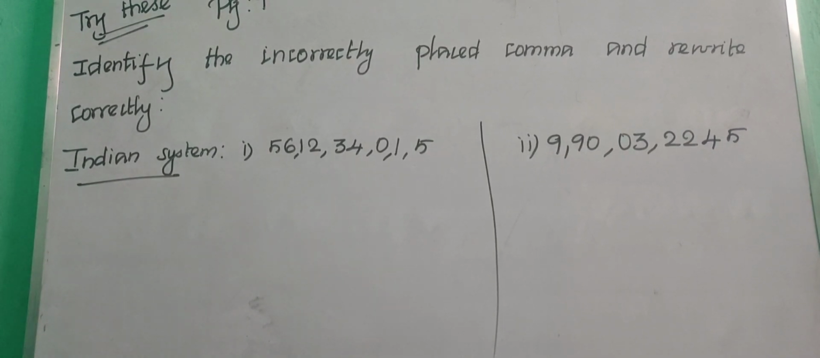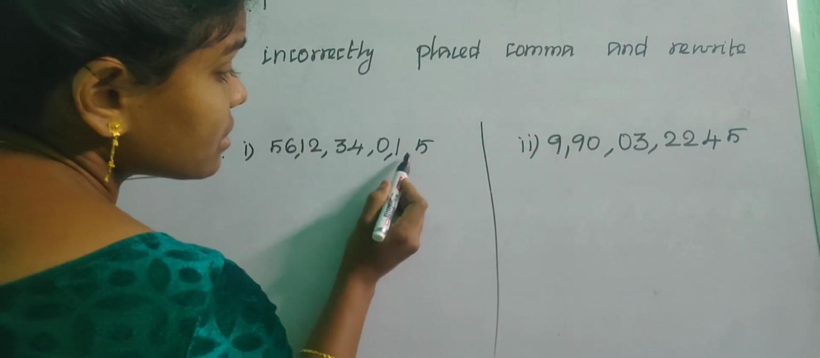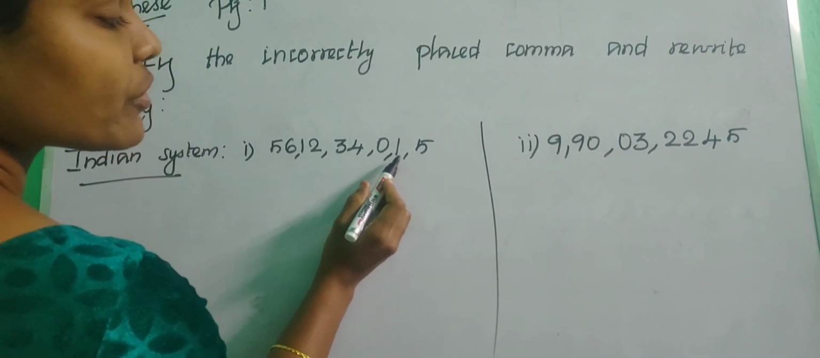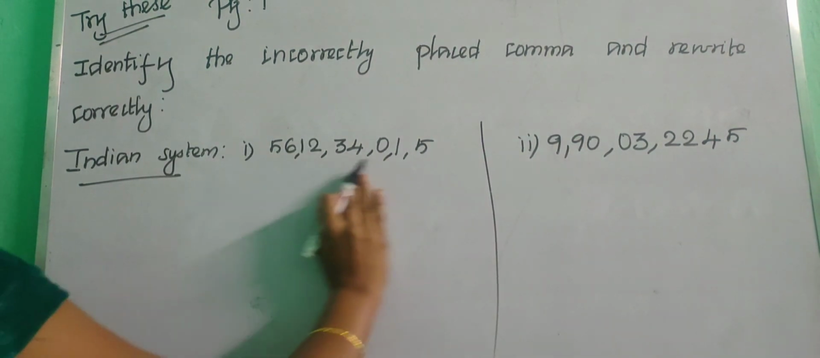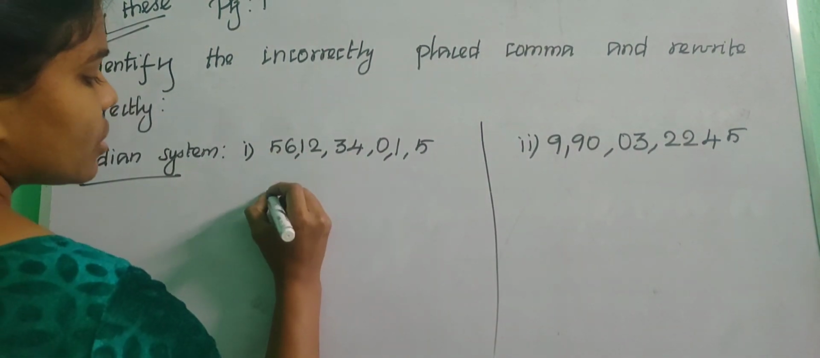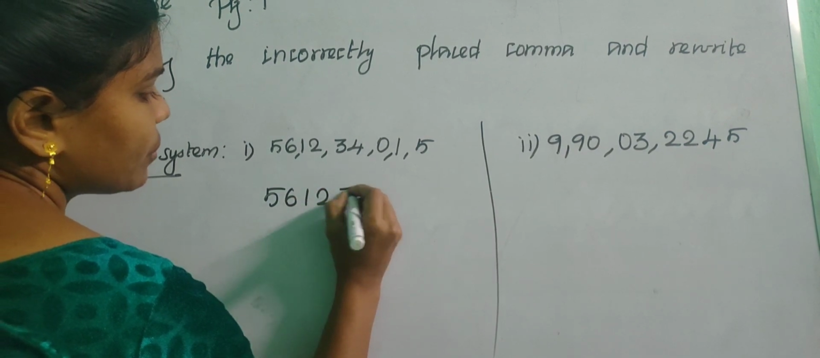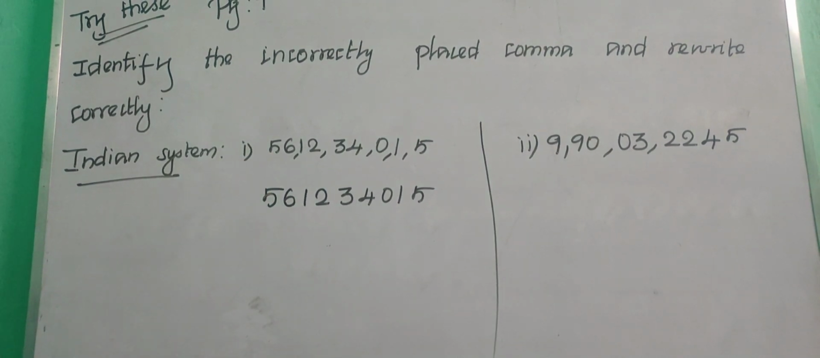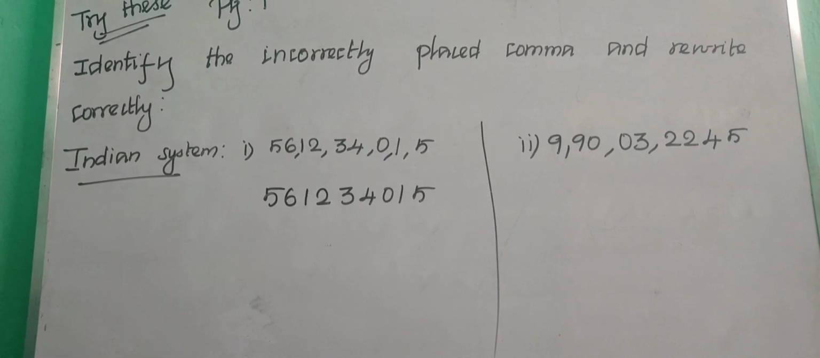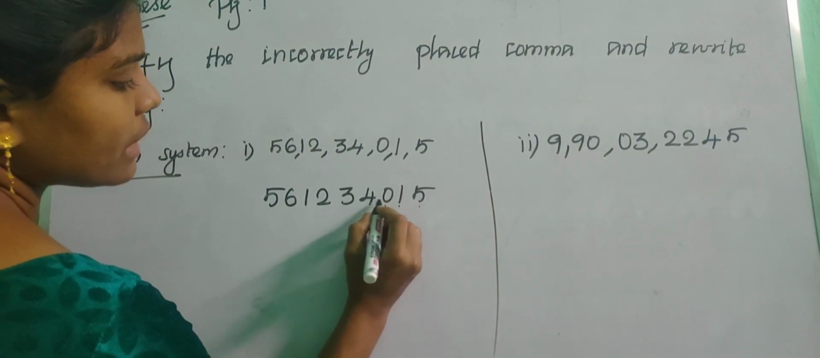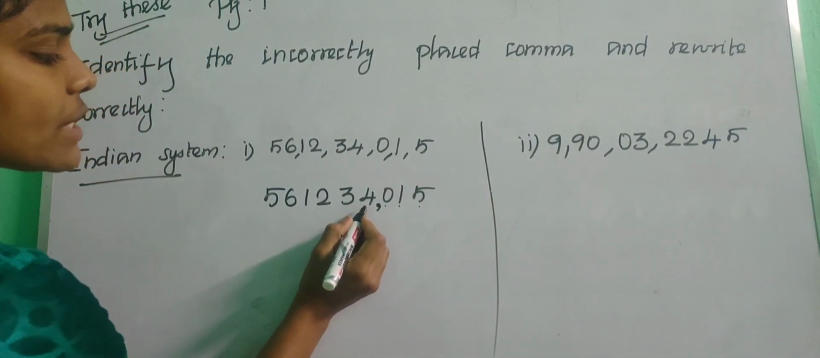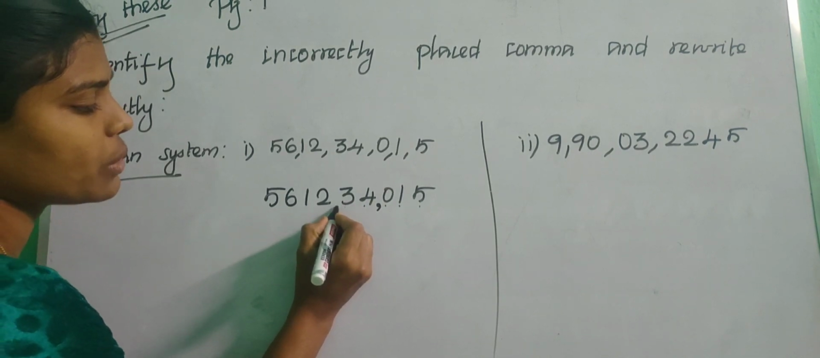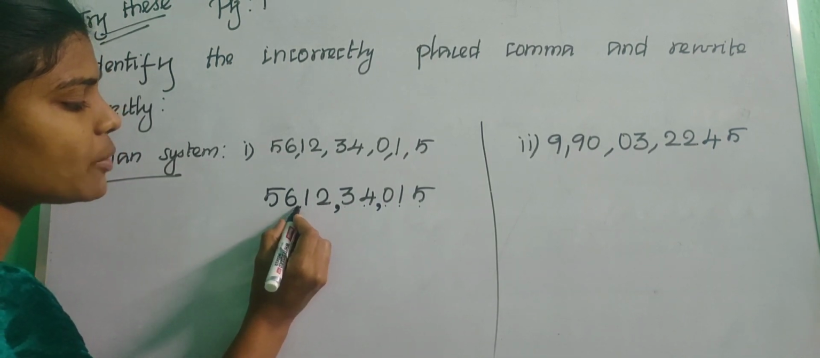First of all, simply count the numbers. See the commas, we have commas after one digit, right? So first write the number alone: 5, 6, 1, 2, 3, 4, 0, 1, 5, okay children. This is the numeral given in the question. So let us insert the comma. First, we need to count the first 3 from the right: 1, 2 and 3. Now insert the comma, and then again we need to count 2: 1, 2, put a comma, and then 1, 2, and put a comma.